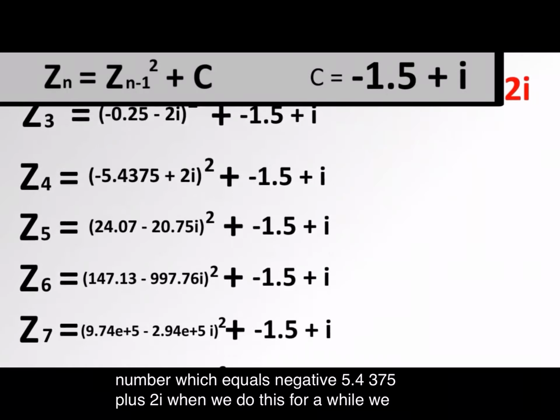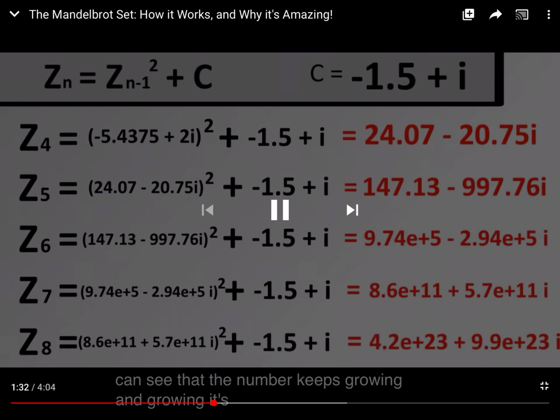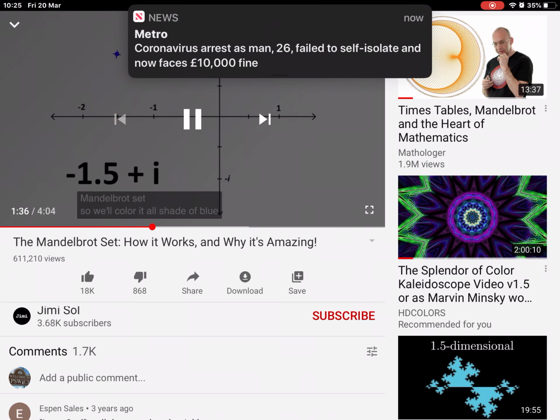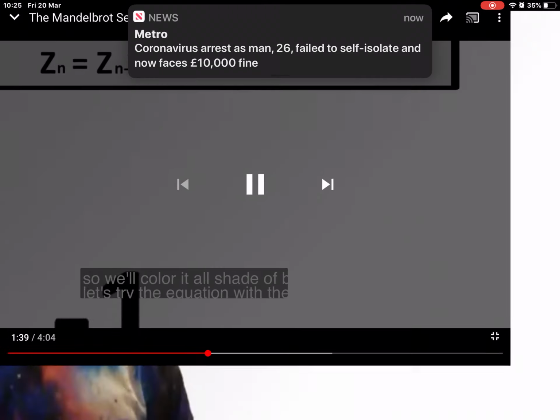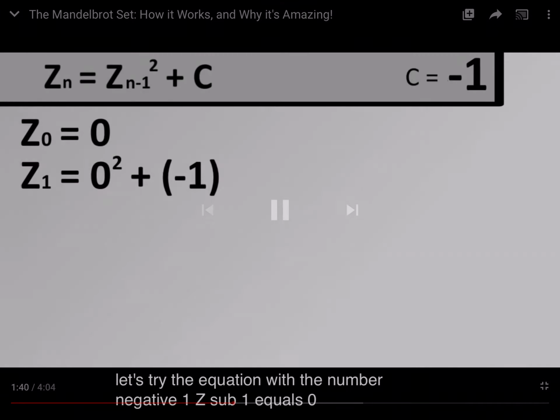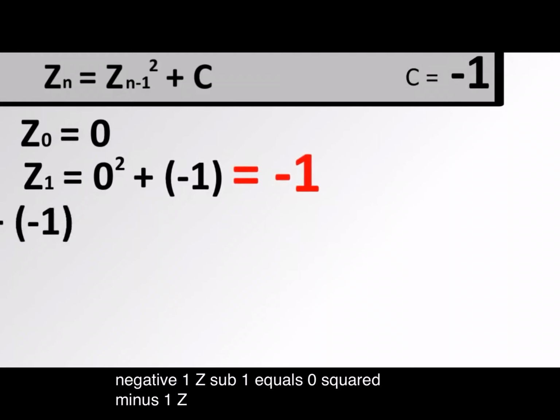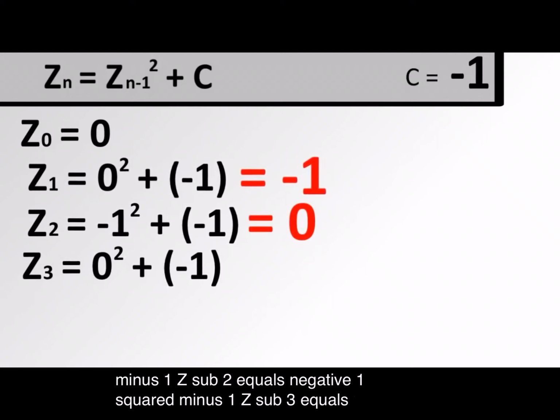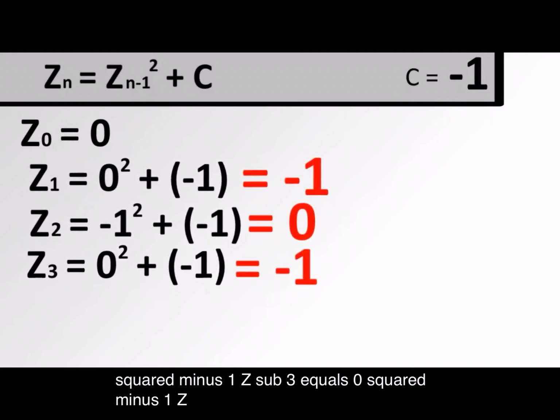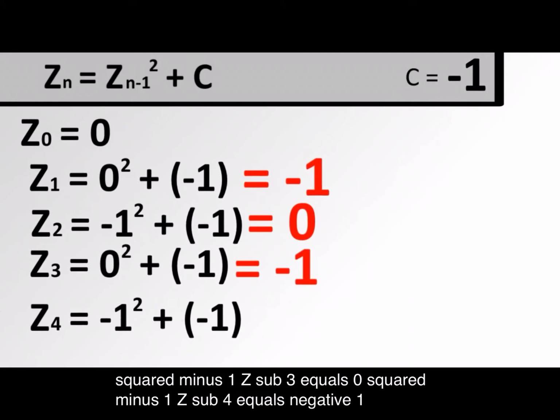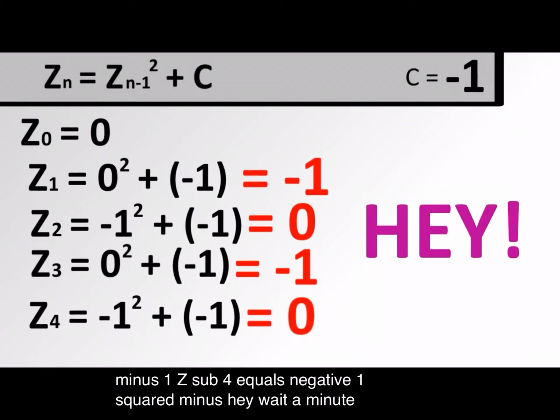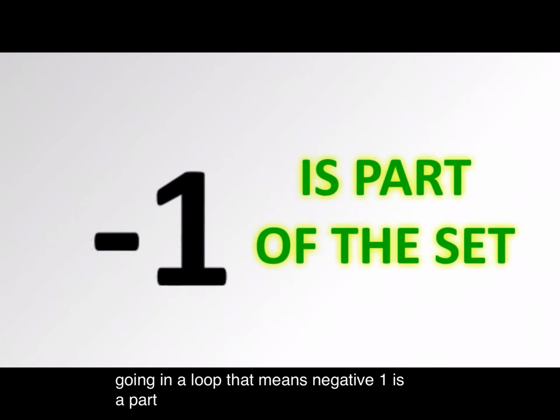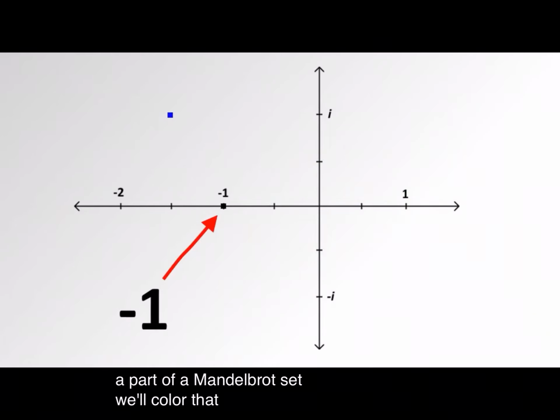When we do this for a while, we can see that the number keeps growing and growing. It's therefore not in the Mandelbrot set. So we'll color it a shade of blue. Let's try the equation with the number -1. Z sub 1 equals 0 squared minus 1. Z sub 2 equals -1 squared minus 1. Z sub 3 equals 0 squared minus 1. Z sub 4 equals -1 squared minus... Hey, wait a minute, we're going in a loop. That means -1 is a part of the Mandelbrot set. We'll color that point black.